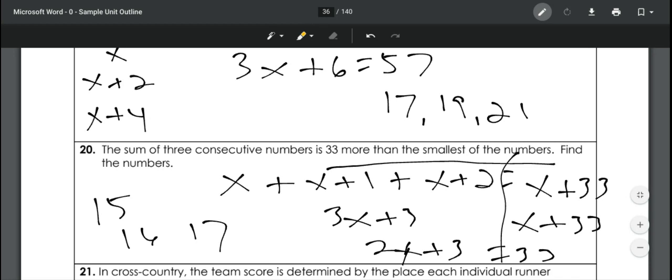Add them up, make sure. Well, yeah, I guess you can't add them up because it's 33 more than the smallest.